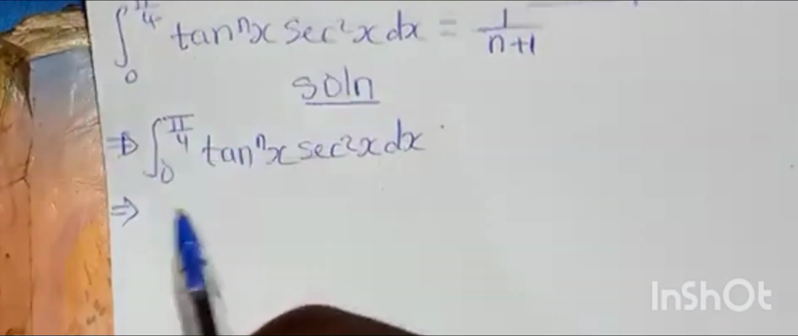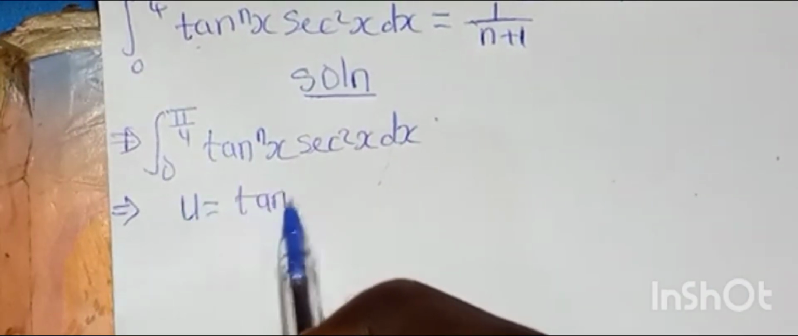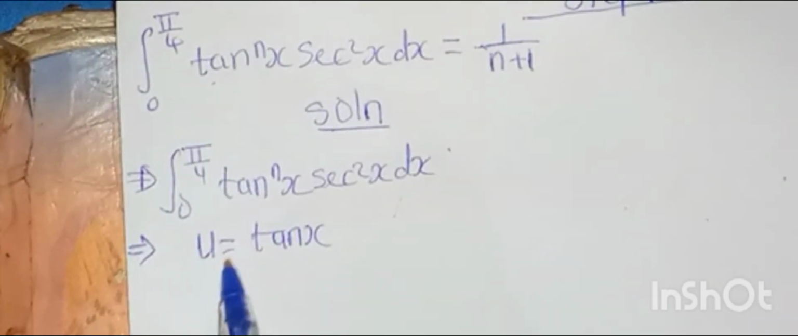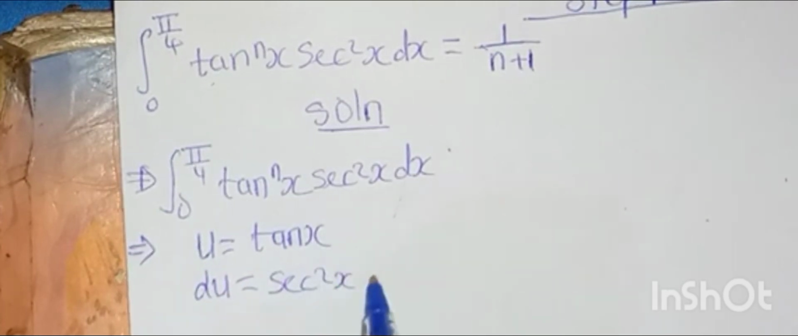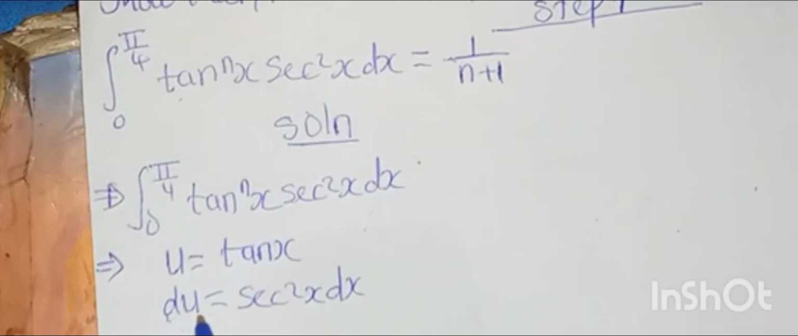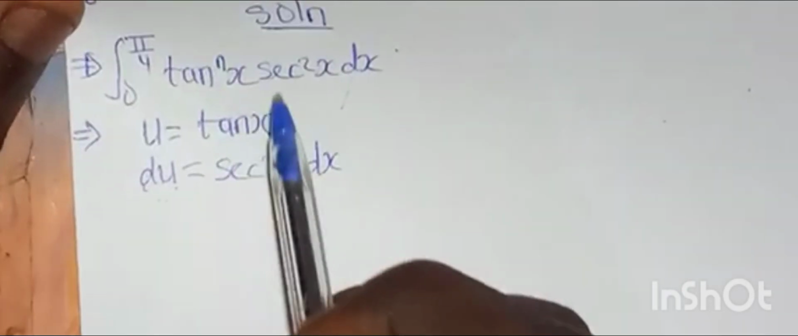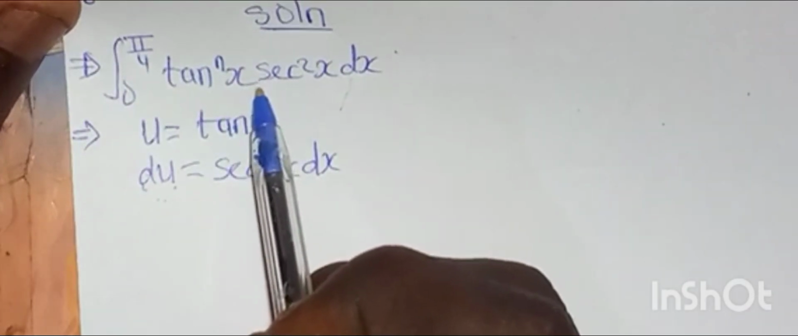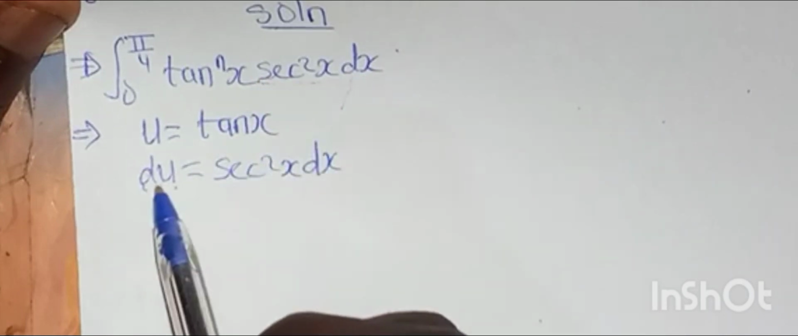In this case, I can let my u equal to tan x, such that I now differentiate, and I have du equal to what? Sec squared x dx. Now my du is the same as what? Sec squared x dx, right? If I still look in the equation, I'll see that I have sec squared x dx, and according to my derivative here, it is my du.